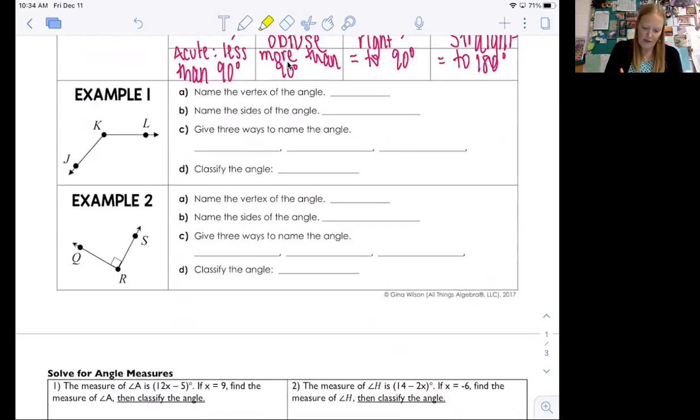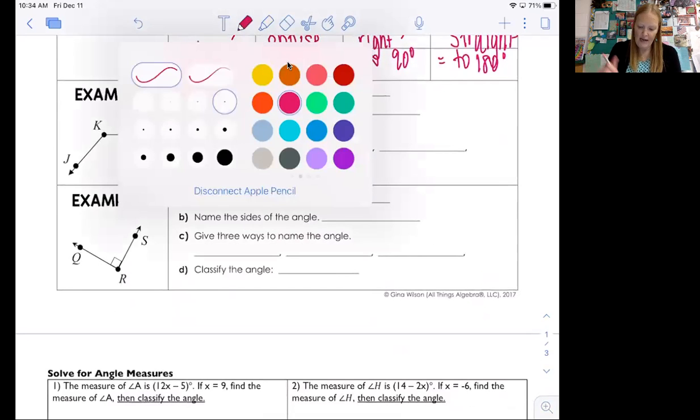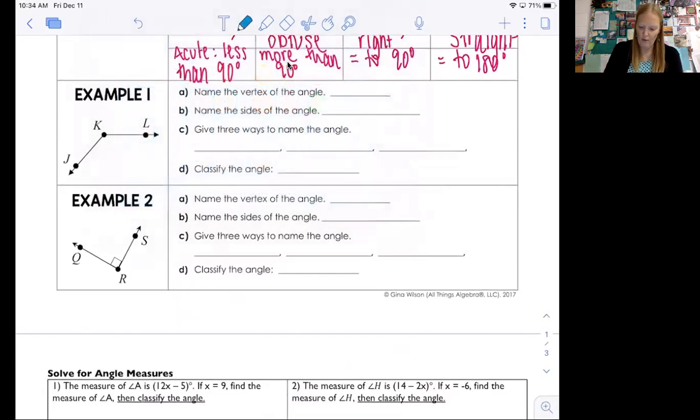Okay, so example number 1 says, name the vertex of the angle. The vertex of the angle is where the angle changes direction, and that is point K. Okay, name the sides. So one of the sides is ray KJ. So we write KJ with an arrow over it. Then the other side is K going towards L. So we write KL with an arrow over it.